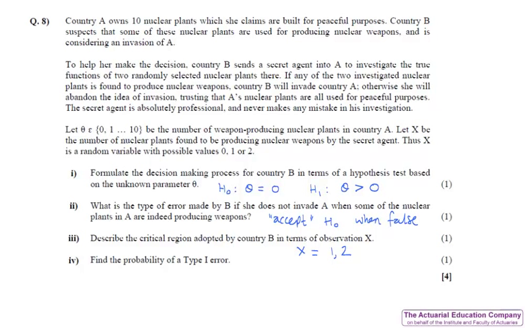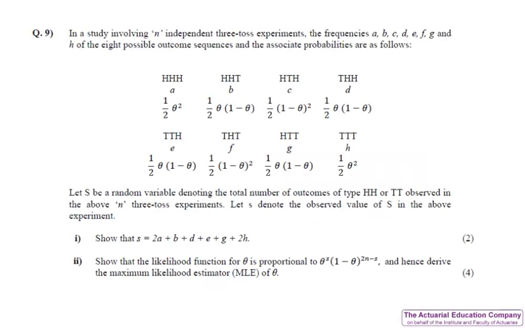The probability of a type 1 error is the probability of rejecting the null hypothesis when it's true. Well, if it's true, there are no weapon-producing power plants. And we'll only reject it if our spy finds 1 or 2 weapon-producing power plants. Well, they're not going to be able to do that since there aren't, and so the probability of a type 1 error is 0. Question 9 tests maximum likelihood estimators from Chapter 10 of the notes.